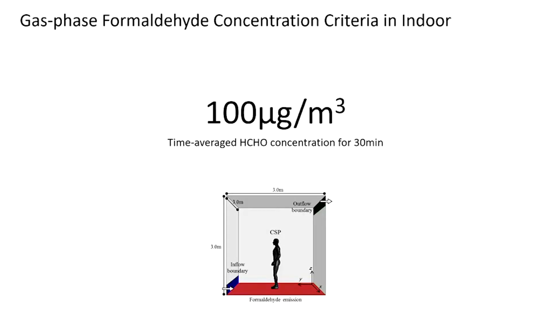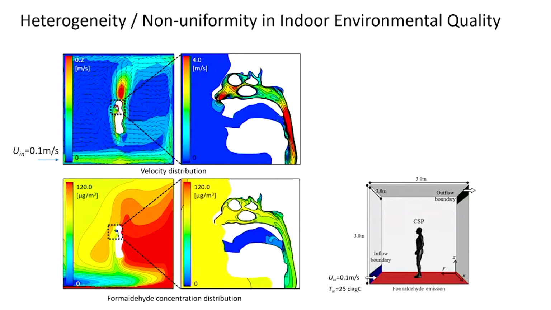And I have a simple question. What is this 100 microgram per cubic meter concentration in indoor environments? Maybe you know that there is some strong heterogeneity, non-uniformity of flow pattern and concentration distribution in indoor environments. And this concentration, 100 microgram per cubic meter, is not consistent with the perfect mixing concentration in indoor environments, and not consistent with the inhaled air concentration, not consistent with the exposure concentration, because of, I would like to say again, the non-uniformity or heterogeneity in indoor environmental quality.